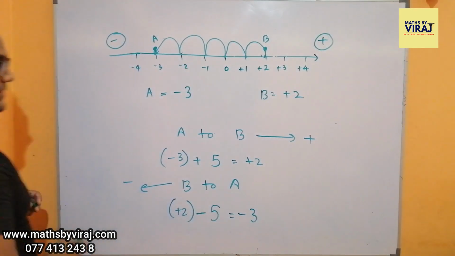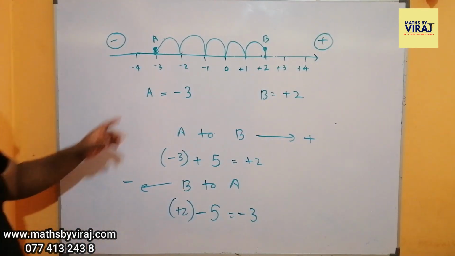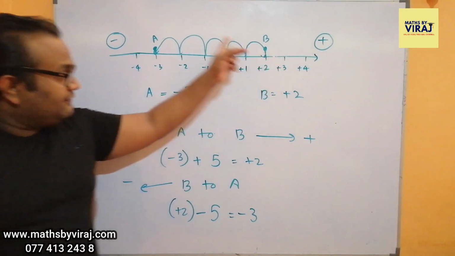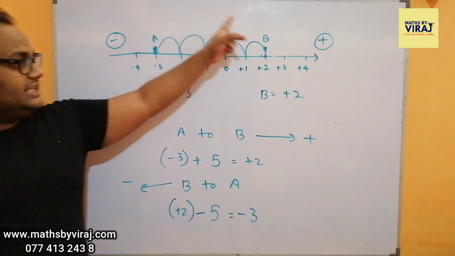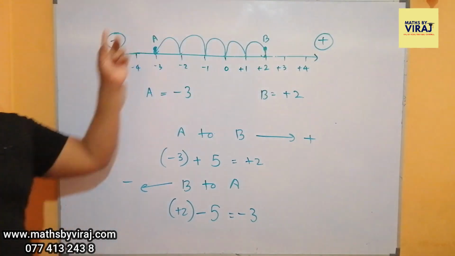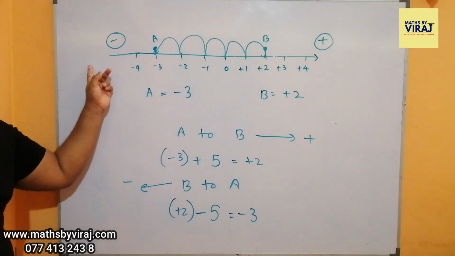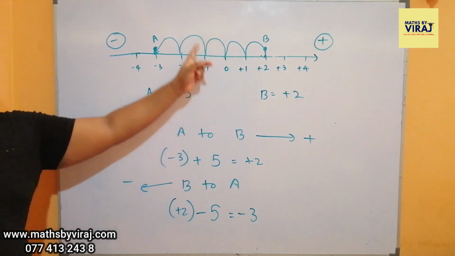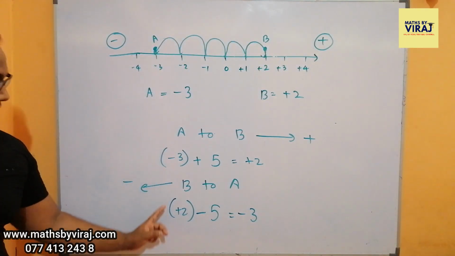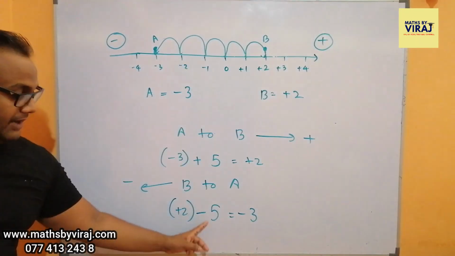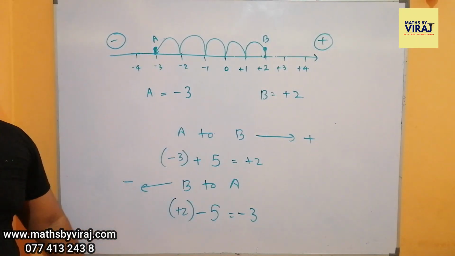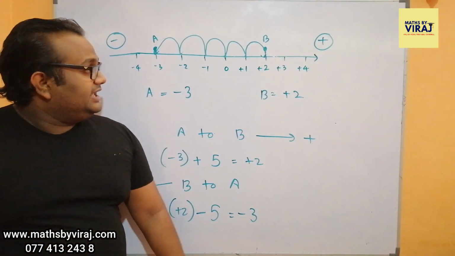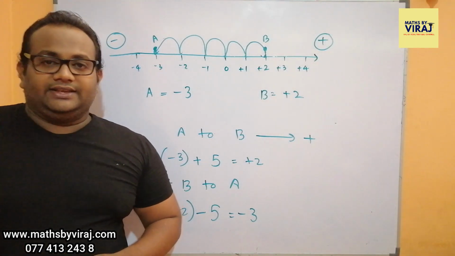Minus 3. Very easy. Now, I was at B. I wanted to go to A. That is from positive direction, I wanted to go to the negative direction. Therefore, I jump 1, 2, 3, 4, 5 times. So from plus 2 minus 5, I end up standing at position A, which is minus 3.